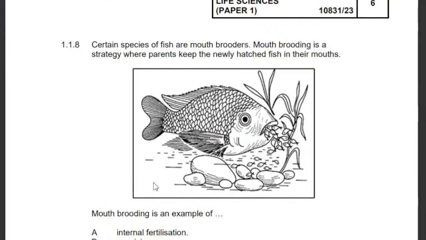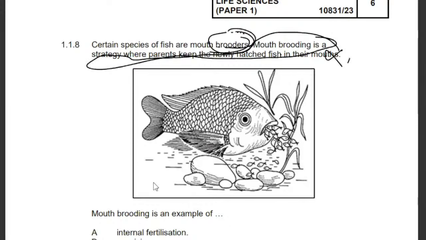Certain species of fish are mouth brooders. Brooders is like keeping the baby. When it hatches, you keep the baby until it is ready to face the external environment. So mouth brooding is the strategy where the parent keeps the newly hatched fish in their mouth. So newly hatched, this is not related to reproduction. It's not at all.